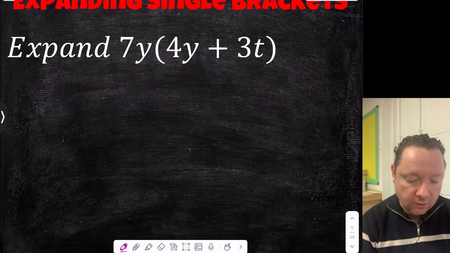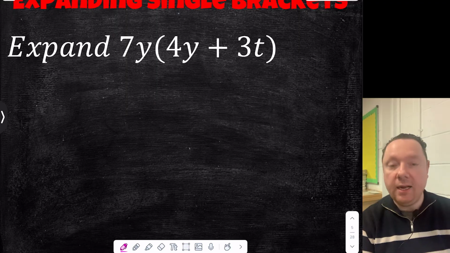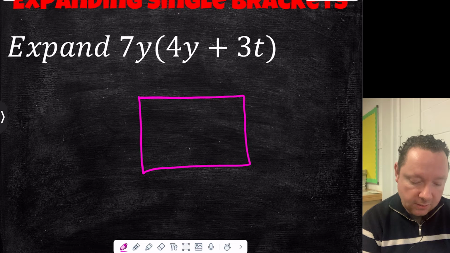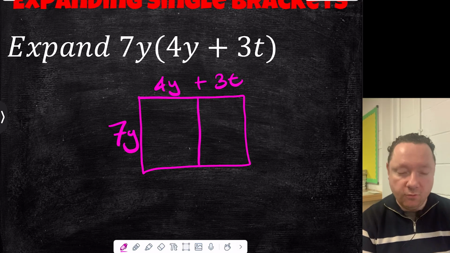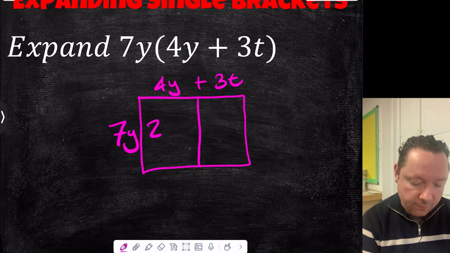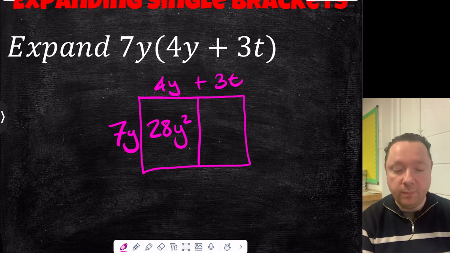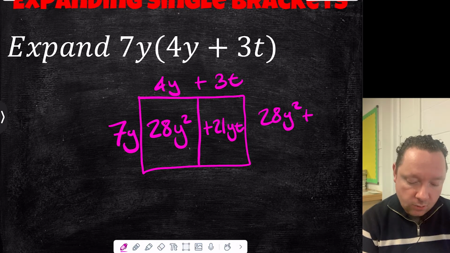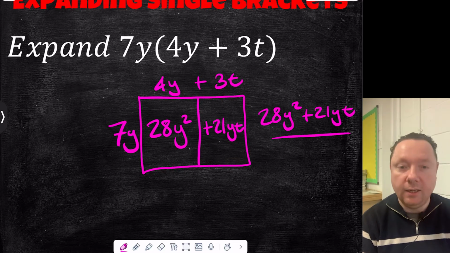Okay, let's look at ones where there's the same letter appearing twice. 7y bracket 4y plus 3t. So there's my box. 7y, 4y plus 3t. So it's numbers first. 7 times 4 is 28. Take your time on that. Y times y is y squared. So watch out for squares or cubes appearing. 7 times 3 is 21. So it's plus 21. And it's y and t. 28y squared plus 21yt. And we're done there.